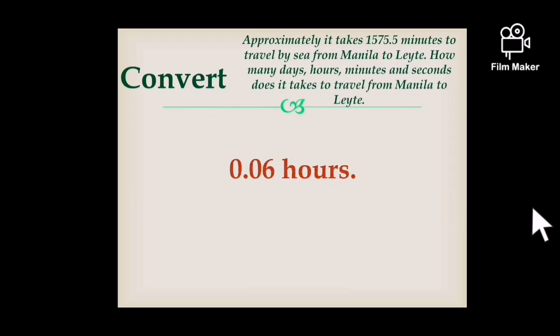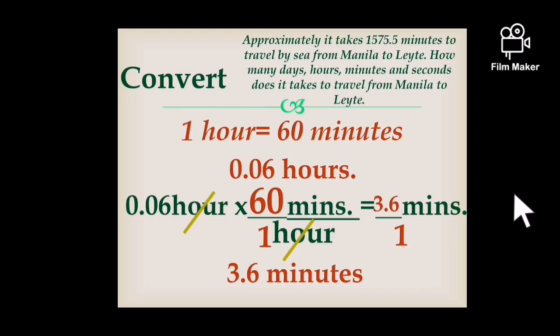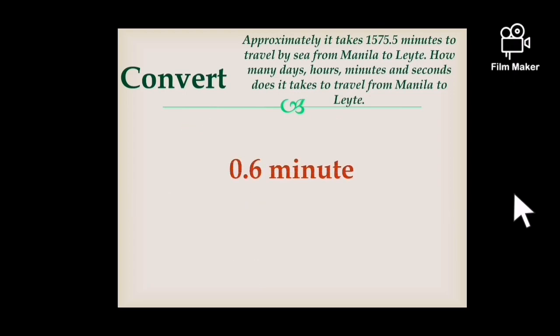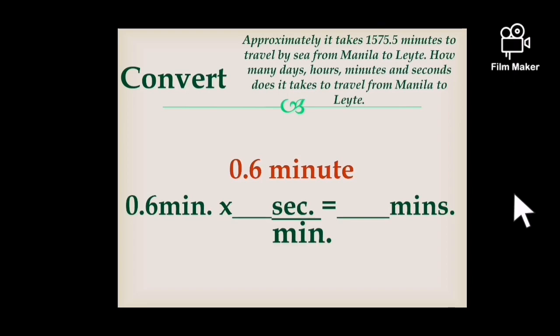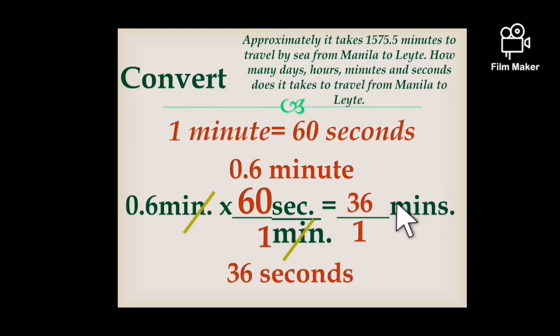So, meron pa tayong 0.06 hours. So, 1 hour is equal to 60 minutes. So, 0.06 hours times 60 is equal to 3.6 divided by 1 is 3.6 minutes. So, may 0.6 minute pa tayo. 0.6 minute times 1 minute is equal to 60 seconds. So, 0.6 minute times 60 seconds is equal to 36 divided by 1. That is 36 seconds.